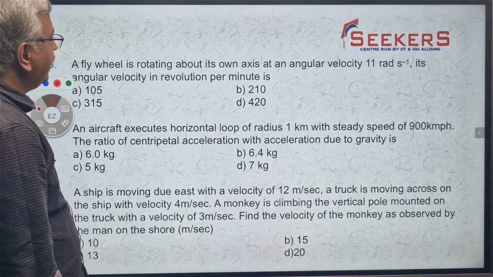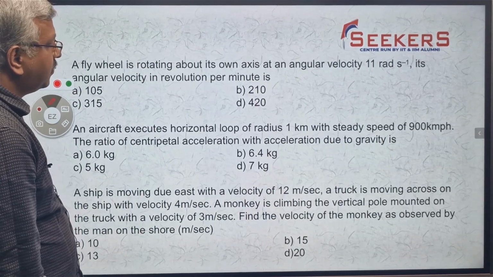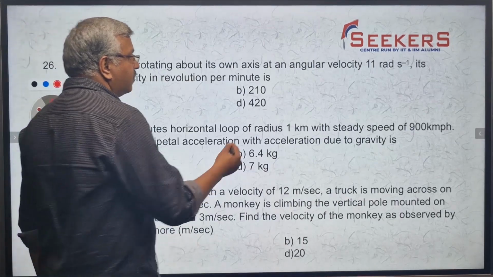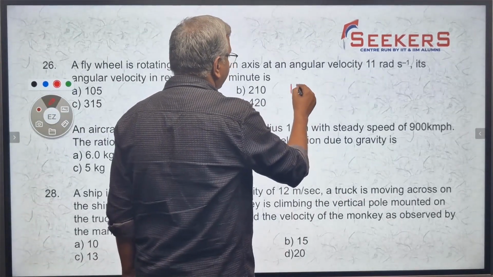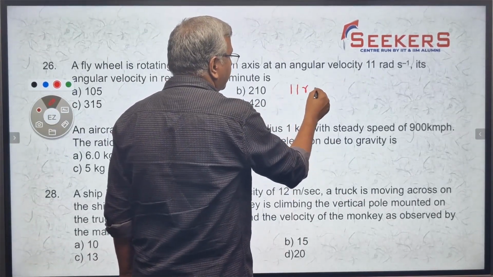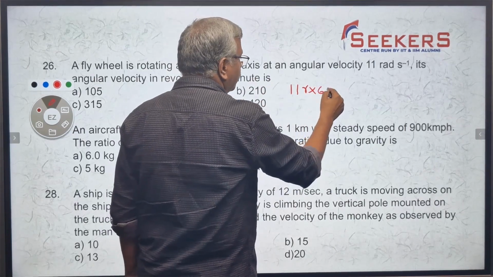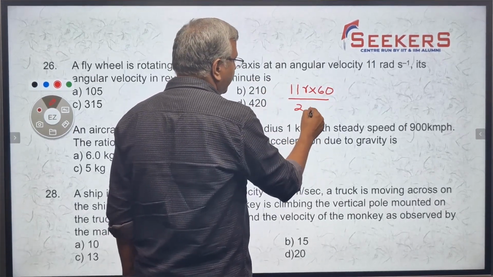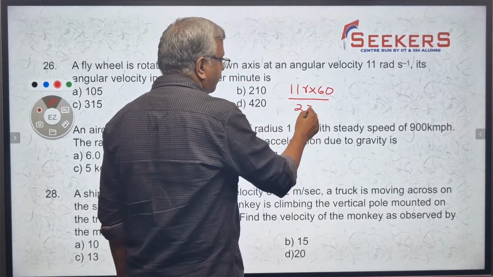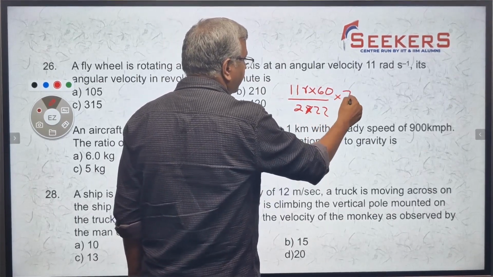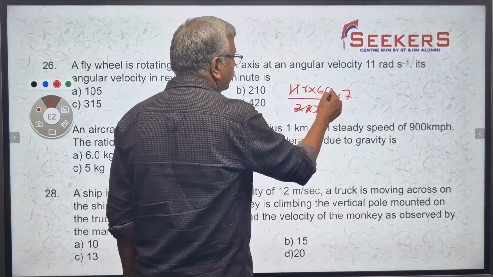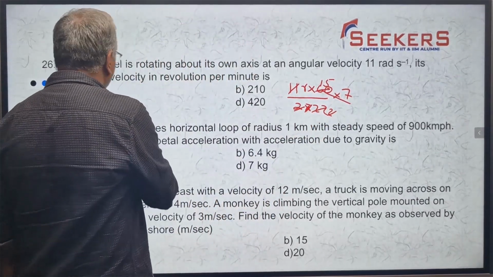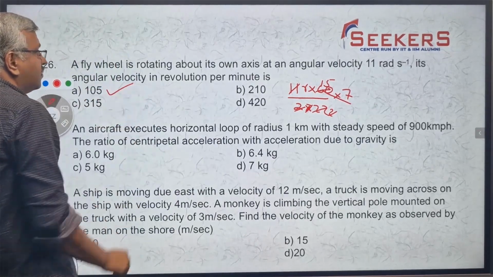A flywheel is rotating about its own axis with an angular velocity of 11. Its angular velocity in revolutions per minute. This is a simple one, 11 radians per second. So 11 radians in 1 minute, it will go into 60 divided by, they want it in revolution. 1 revolution is 2 pi radian. So divided by 2 pi. Pi is 22 upon 7. So the 11 will go 2 times. This will go 15 times. So 15 into 7 is 105. So it is 105 revolutions per minute.